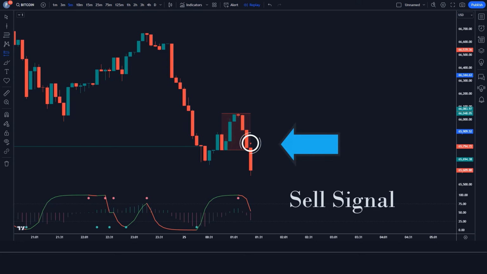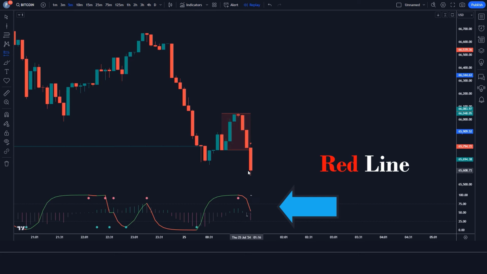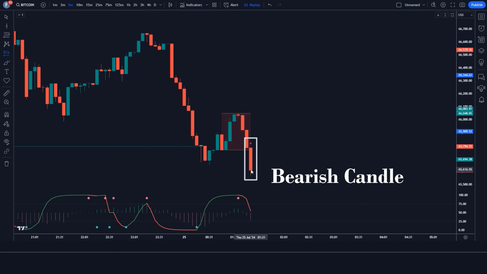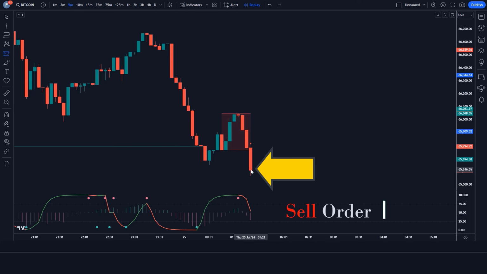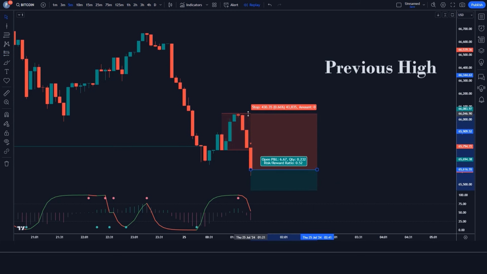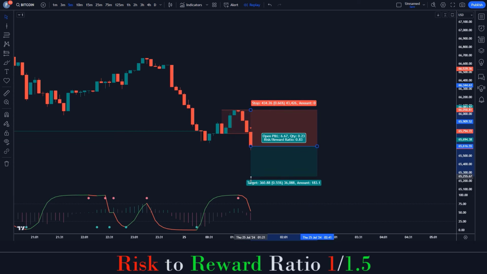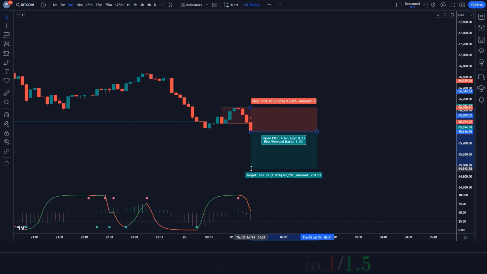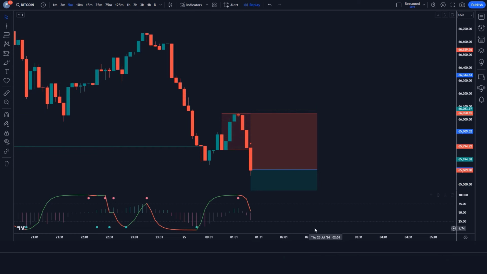Here the reversal detector indicator gives us a sell signal. Here the Schaff Trend Cycle indicator shows a red line. Here the market has made a bearish candle to give confirmation. So all our conditions are being fulfilled, so we are placing an order to sell. Our stop loss is to be placed at the previous high of the market. And the risk to reward ratio will be 1:1.5. Let's see what happens to our trade.